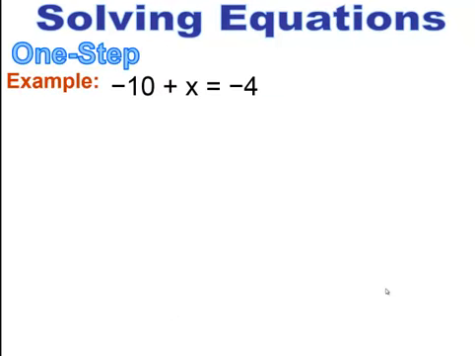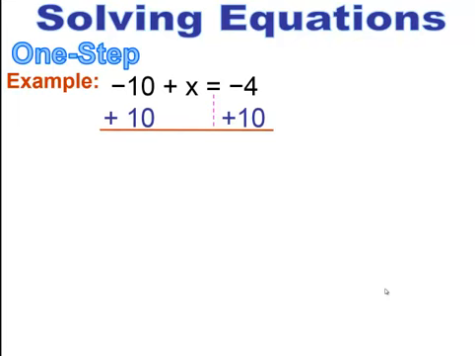So we're going to start with one-step equations. And in this equation, I have negative 10 plus x equals negative 4. Now I need to isolate that variable. I have to get the variable on one side of the equal sign by itself, which means whatever is with that variable, I need to do the inverse operation to get it to the other side. So in this case, that negative 10, I need to do the inverse, which would be plus 10.